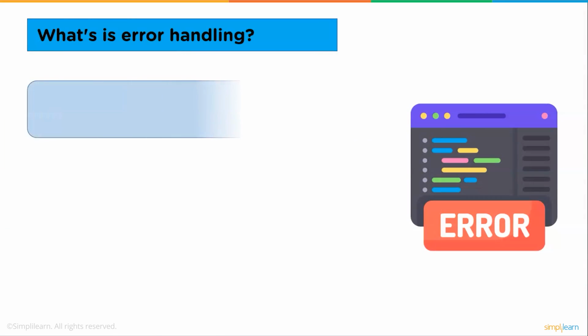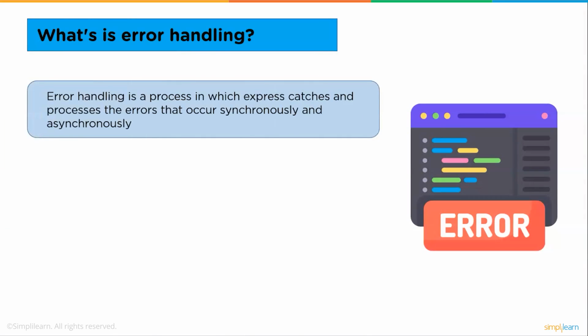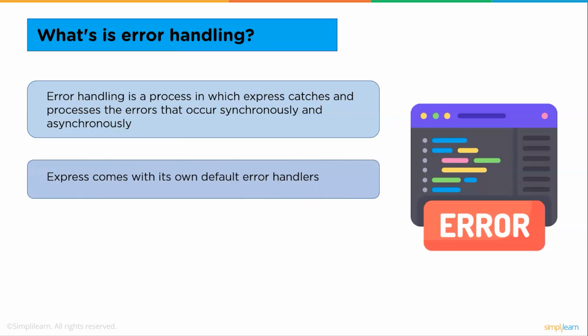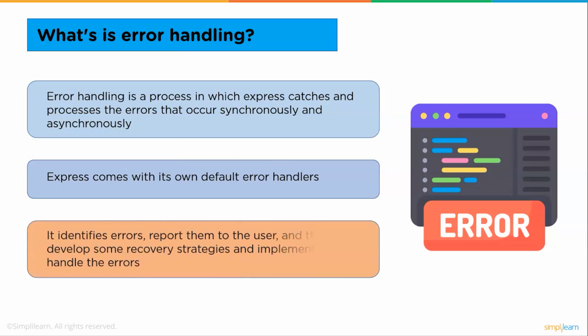Error handling is a process in which Express catches and processes the errors that occur synchronously and asynchronously. Express comes with its own default error handlers. Simply, in error handling, the tasks are to identify errors, report them to the users, and then develop some recovery strategies and implement them to handle the errors. This whole process should not slow the overall processing time of the program.